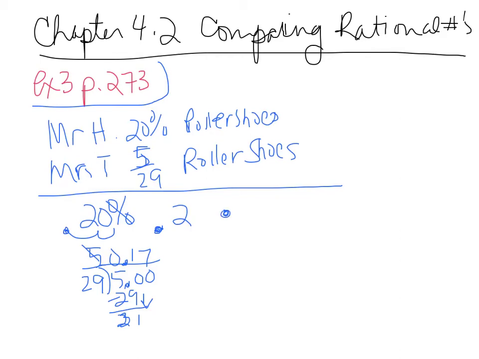So let's line up the decimals. 0.2 for Mr. Hung and 0.17 for Mrs. Treviona. And so we can compare 2 is larger than 1. So sure, Mr. Hung has more students who own roller shoes. All right, there you go. It's just asking you to find which one has the most.